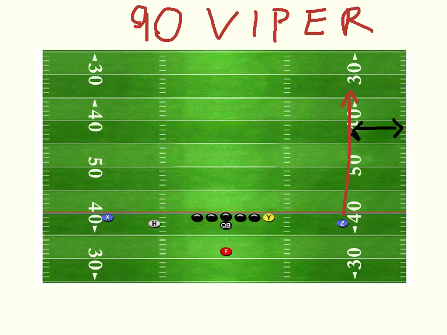This is important that he maintains his landmark so that there's room to catch the ball away from the defender. The same applies on the other side with the X, keeping your route up the numbers, leaving room for the ball to be delivered. For the H and the Y, we're going to use the hash marks as our landmark, working up the hash in our Viper concept. So there it is, 4 verticals, '90 Viper. If in a different formation, all receivers that are exposed from the formation will be running vertical routes.